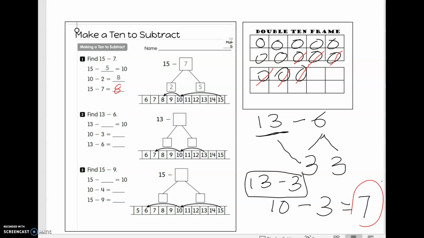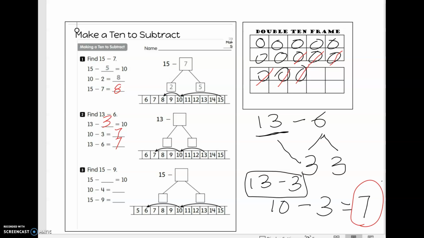Did we get our answer? Yes. So we're going to do it step by step. 13 minus 3 equals 10. 10 minus 3 equals 7. Then 13 minus 6, which we were solving before, equals 7. I hope you understand this.